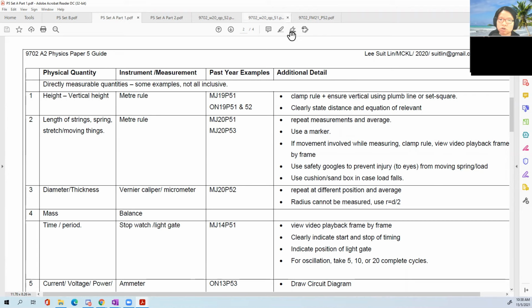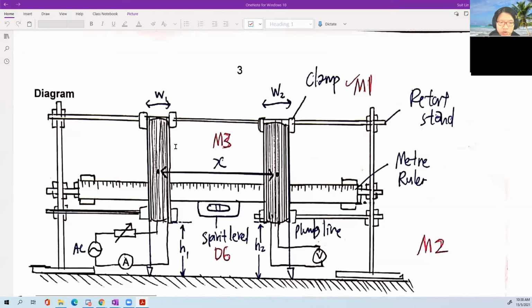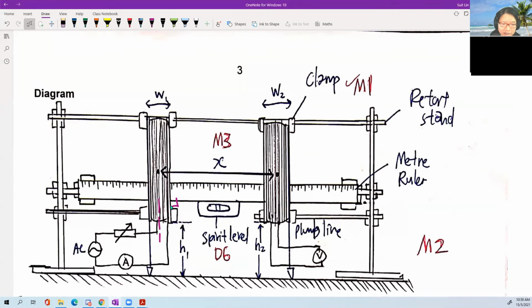So if there is no movement, the point here is to clamp down everything and then use a spirit level or a plumb line to make sure everything is aligned properly. Like this one is 90 degrees and this one is parallel to this one. So you check this plumb line. This is the plumb line. You're making sure that they are aligned.